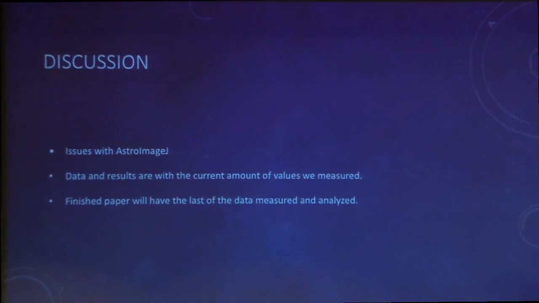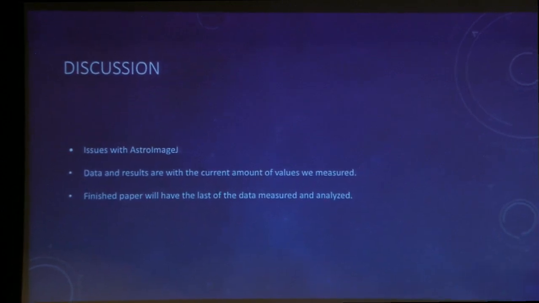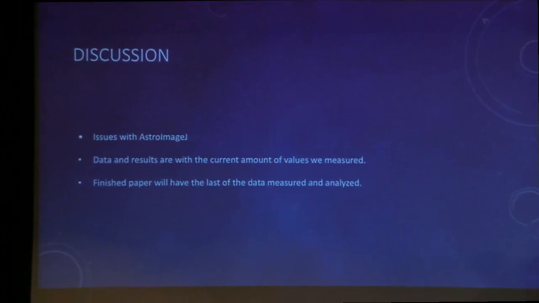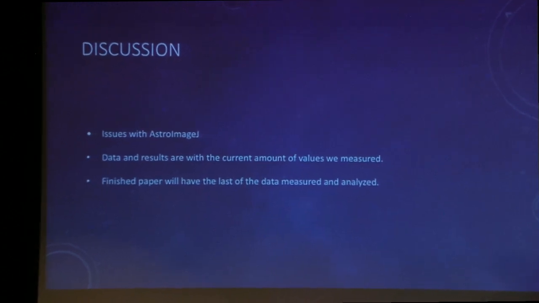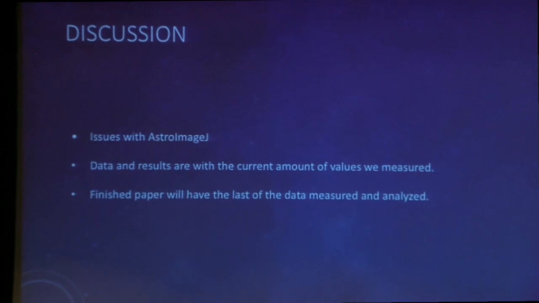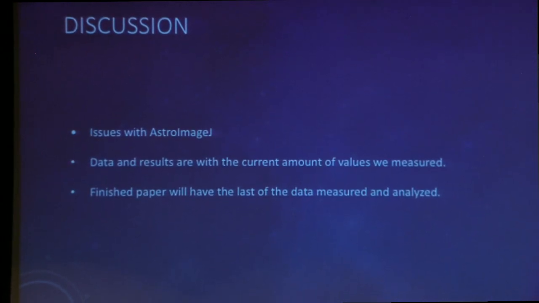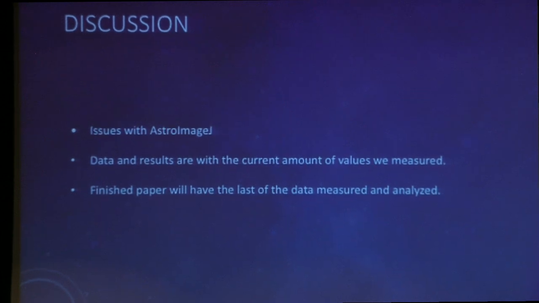So in our discussion, we talked about how the numbers we got from AstroImageJ were conducive to everything that we've been seeing in our research. So all of the numbers are pretty much the same. We were expecting the numbers we were getting, and the data.